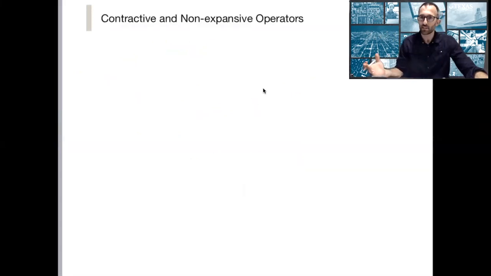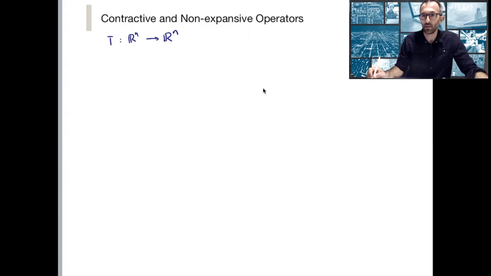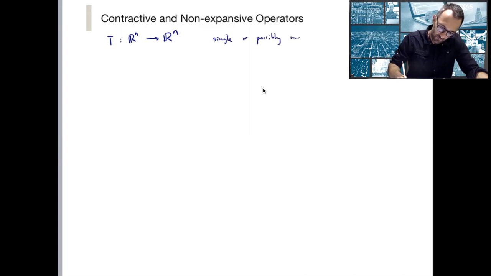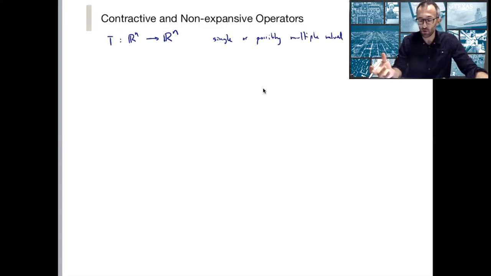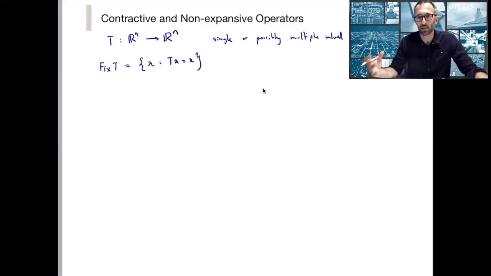So let's think about this more generally then. Now I'm going to let T be an operator from Rn to Rn. It could be single valued or possibly multiple valued. Example of single valued, Prox. Example of multiple valued is the subdifferential. And let's define fixed T to be the subset of Rn that are fixed points. And I'm going to assume throughout, even if I don't write it, that this is non-empty, the same way that we just assume that our optimization problem has a solution, so we don't have to deal with that additional complexity.